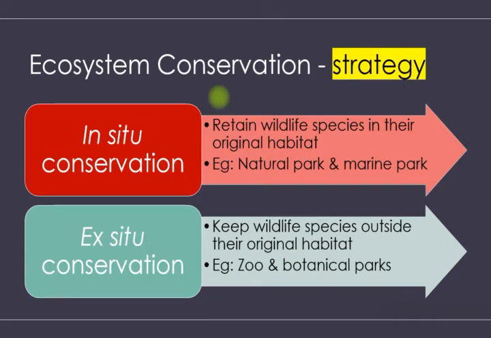Ecosystem conservation can be divided into two strategies. What are they? In situ conservation and ex situ conservation. What do you mean by in situ? In situ refers to on-site conservation: retain wildlife species in their original habitat. For example, natural parks and also marine parks. And then ex situ conservation refers to off-site conservation: keep wildlife species outside their original habitat. For example, we keep wildlife in zoos and botanical parks. So that is about ecosystem conservation.